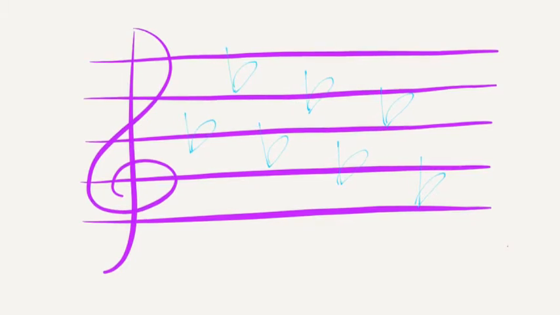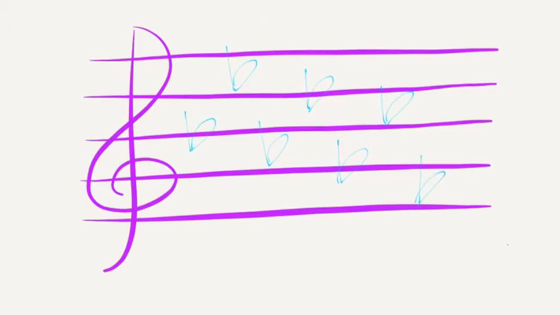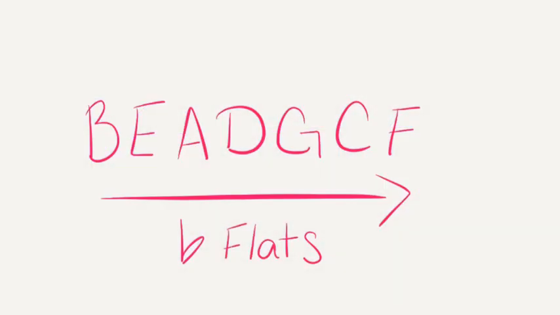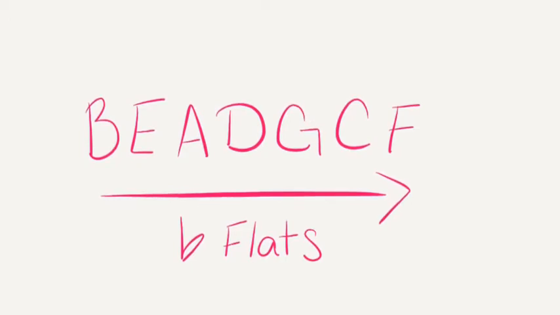We can see that the order of flats matches our little phrase. Bead, B-E-A-D, and then G, C, F. B flat, E flat, A flat, D flat, G flat, C flat, and F flat. Here's another way to look at the flats. B, E, A, D, G, C, and F. It spells bead and then greatest common factor.